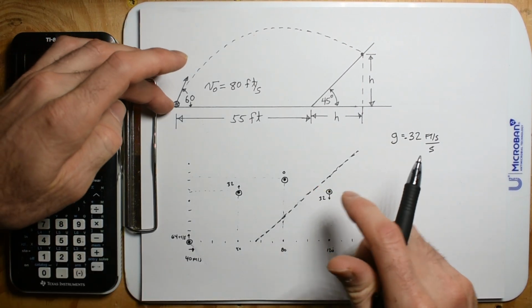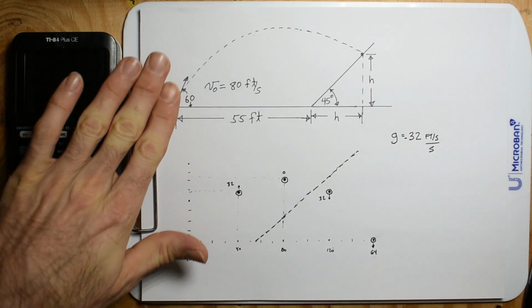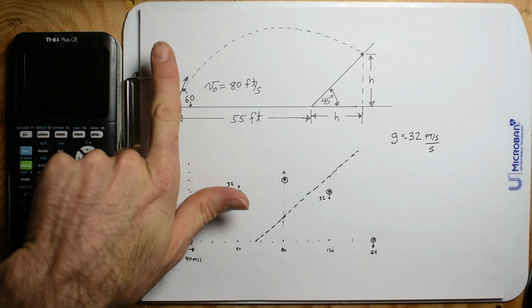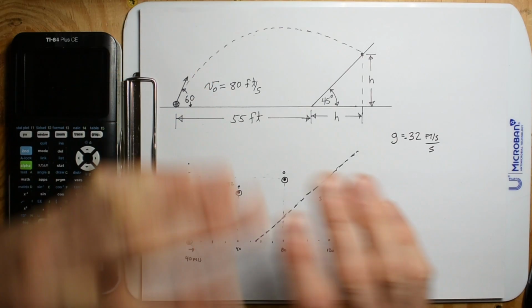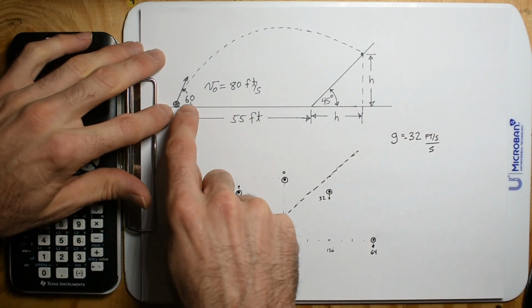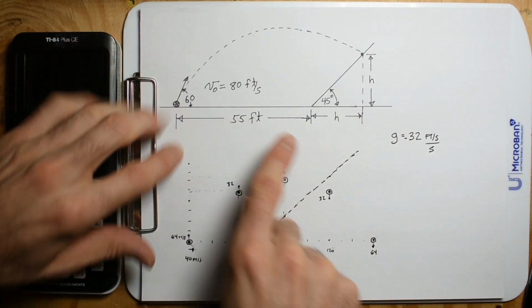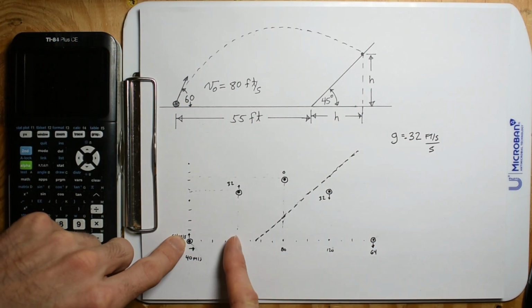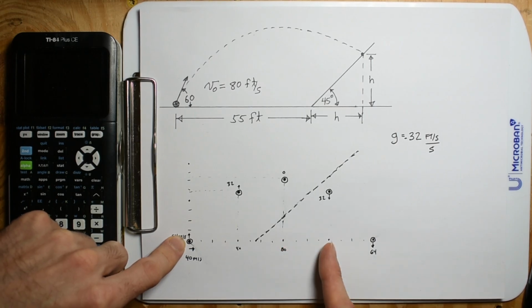So we have a football that has a velocity at an angle. So it has an upward component and a sideways component. The sideways component's always the same. In this case, it's going to be 40 feet per second this way. So every second of hang time in the air, we're going to move 40 feet.